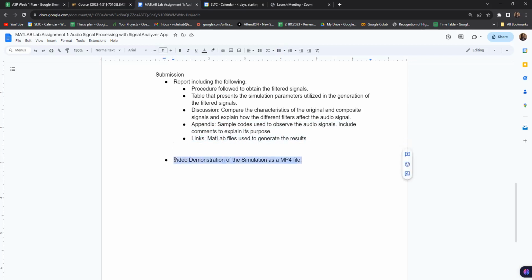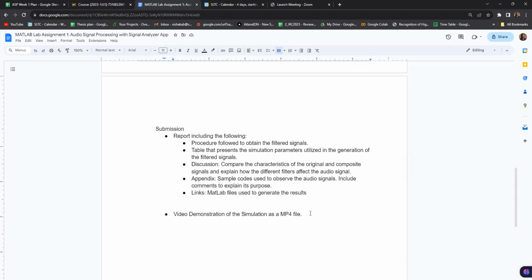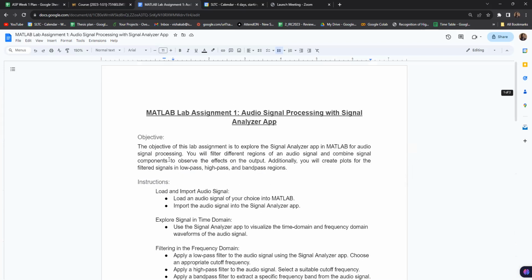And then also I want a video demonstration of the simulation. It could be a 1 minute video, just 1 or 2 minutes, explaining how you got the signals and how you filtered those signals. That video demonstration also is necessary. The video demo and the report I need. So those are the things I want you to do. Do you have any questions about the lab assignment?